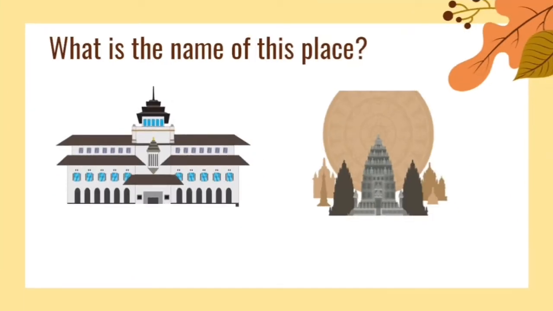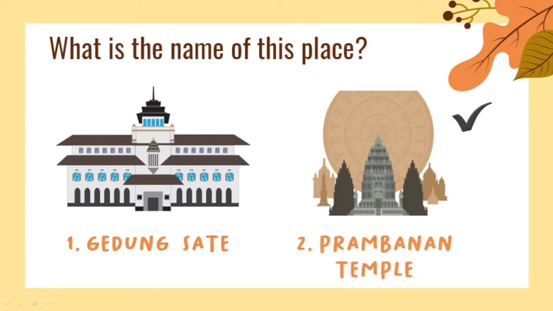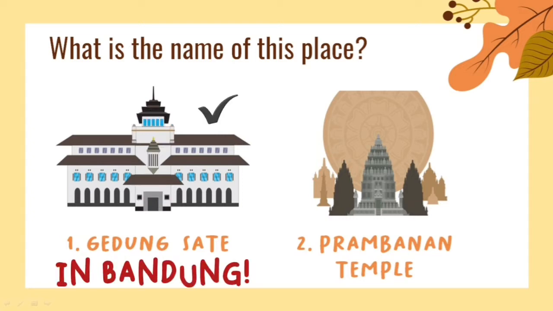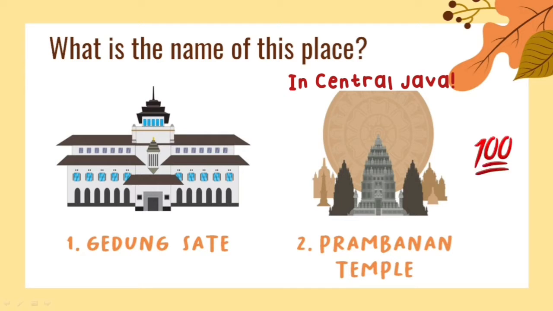Before we start our lesson, can you tell me the name of this place? Right, the first picture we call Gedung Sate, and the second picture is Prambanan Temple. Where is Gedung Sate located? Right, Gedung Sate is located in Bandung. How about Prambanan Temple? Yes, you were right. Prambanan Temple is located in Central Java.